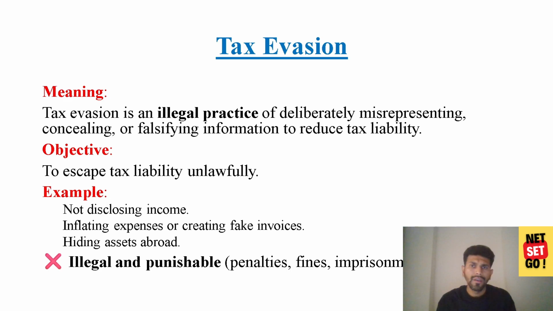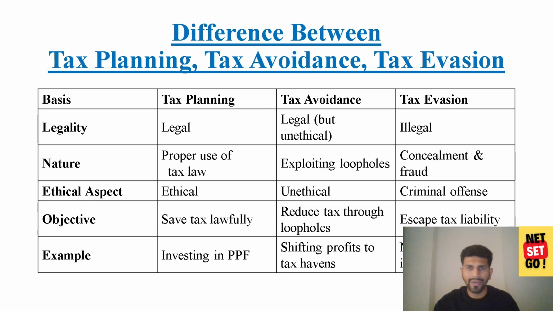Next, tax evasion. Evasion means not paying tax at all. So tax evasion is the illegal practice of deliberately misrepresenting or concealing, hiding, or falsifying information to reduce tax liability. The main objective is to escape tax liability unlawfully, which means tax evasion is illegal. What are the examples of tax evasion? Not disclosing income at all, or inflating expenses, showing more expenses to show less profit, and creating fake invoices. Some people used to do this. Hiding assets abroad. It is illegal also and punishable. Penalties, fines, and imprisonment are there.